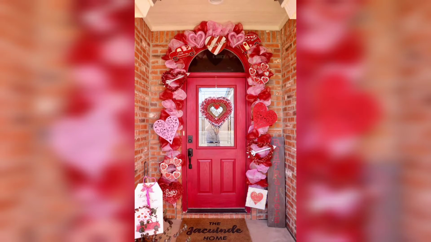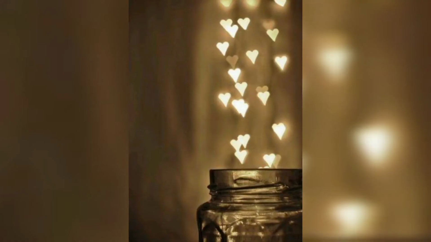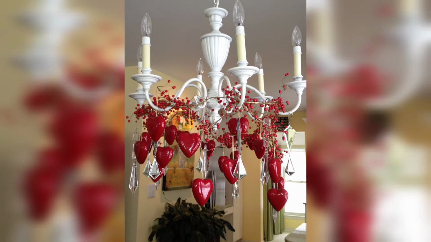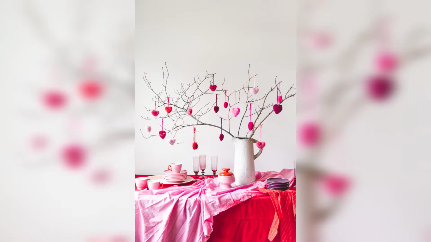Idea number one is romantic candles. In the first way, we are going to show you how to decorate with romantic candles. Candles are a great way to create a cozy and romantic atmosphere in your home. You can use a variety of different candles in different sizes, shapes, and colors.